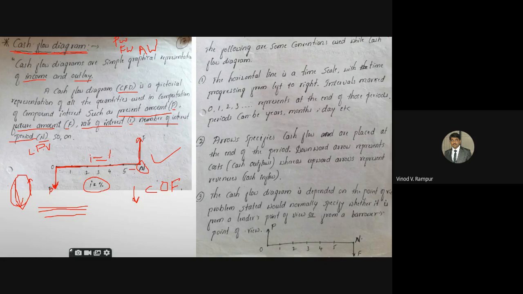These are some conventions to follow while drawing the cash flow diagram. The horizontal line is a time scale with time progressing from left to right. Intervals marked 0, 1, 2, 3, and so on represent the end of those periods.